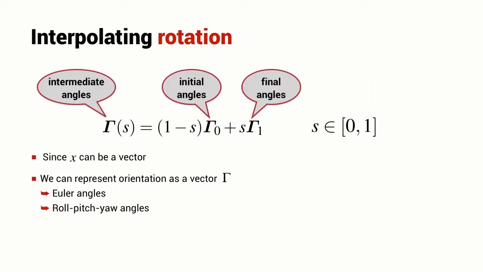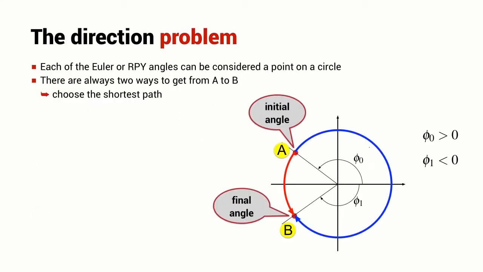Instead, what we can do is convert our rotation to a set of angles. It could be Euler angles or it could be roll pitch yaw angles, and we can interpolate those. We introduce the direction problem. When we're interpolating an angle from an initial value to a final value, it's important to remember that there are 2 ways we can travel around a circle. We can travel the long way, which is shown here in blue, or the short way, which is shown here in red, through the value of theta equals pi.